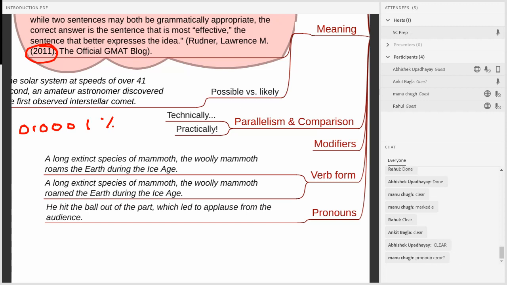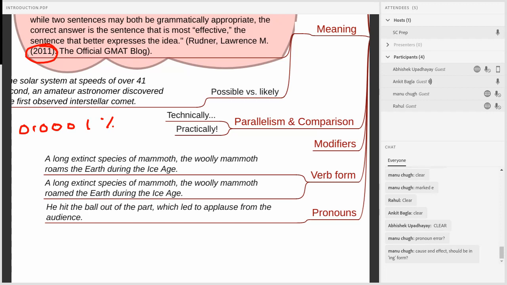Yes, I think it should be ing because it is an action. He hit the ball out of the park, and that led to the applause from the audience. So it should be ing, leading to applause from the audience, not which led to. Fair enough. Which incorrectly modifies park, and it should be the action. It should be modified. Got it.